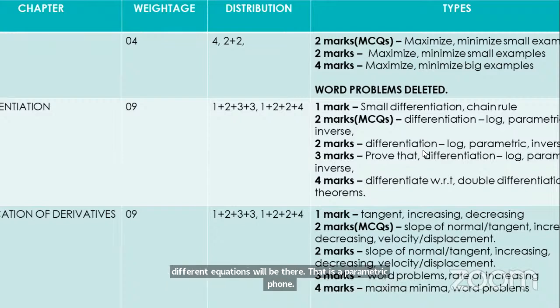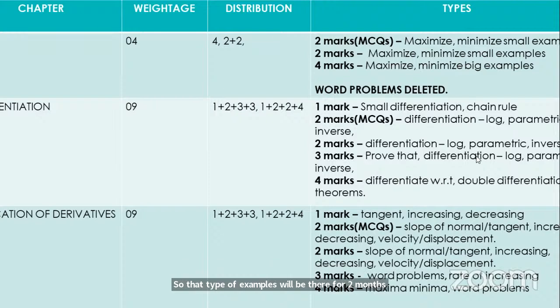And again, here 2 marks for MCQ and 2 marks for this. Again, logarithmic form, parametric form, inverse form. There are different forms, exponential form. Those examples will be there for 2 marks. Examples will be very, very small. Even parametric is simple, they will give simple 2 equations.